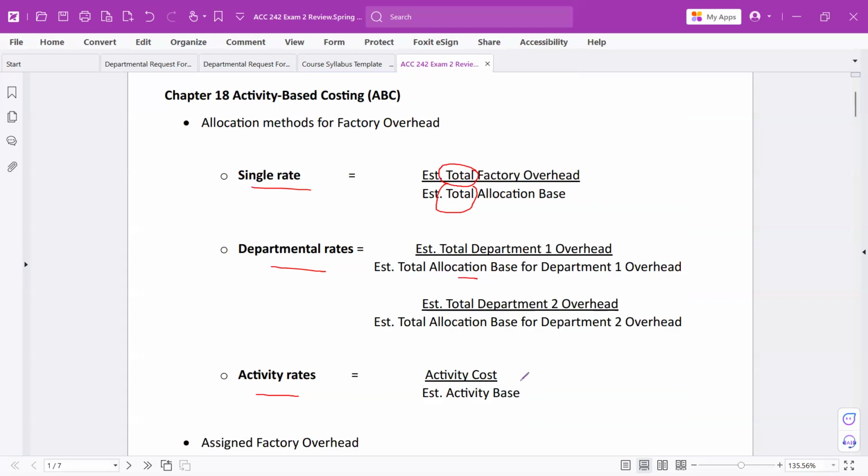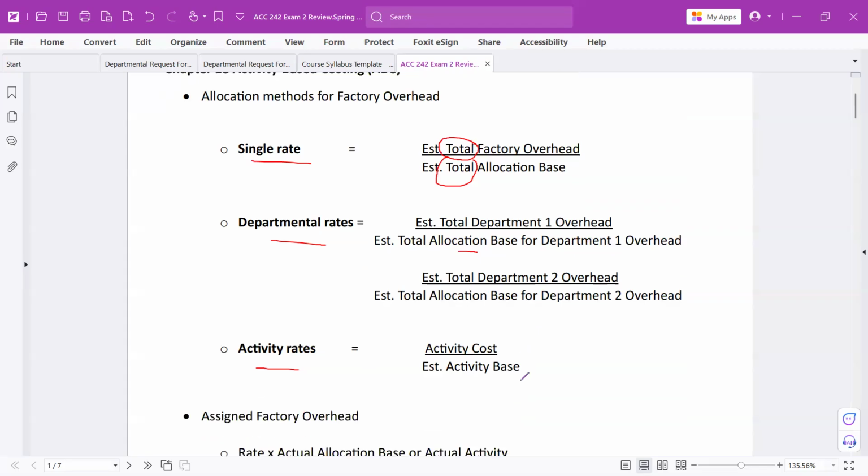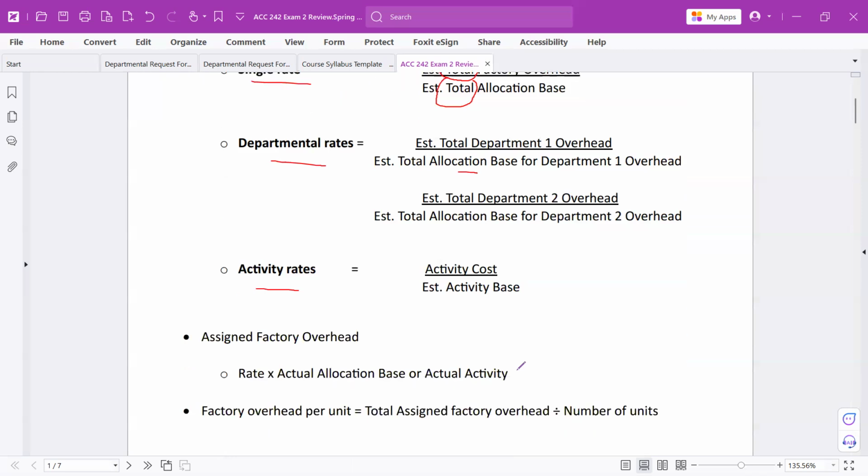And then activity rates, that means we have multiple rates. We determine the appropriate activities, the cost for the activity, and then the activity base. The cost divided by the base gives us the activity rate, and we'd have multiple rates.